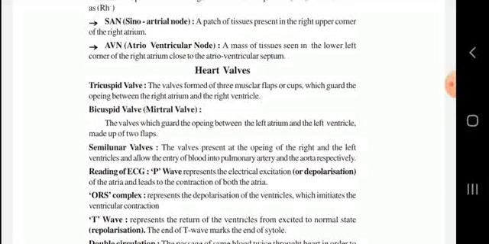And semilunar valves, so the valves present at the opening of the right and left ventricles and allow the entry of blood into the pulmonary artery and aorta are the semilunar valves.